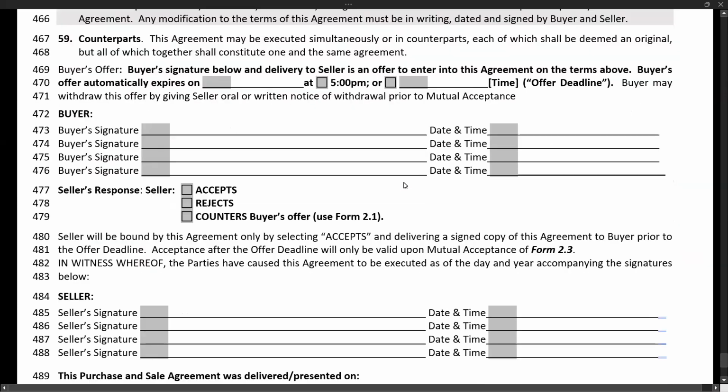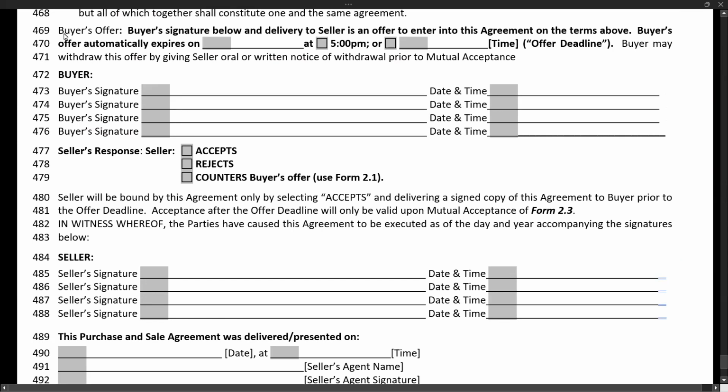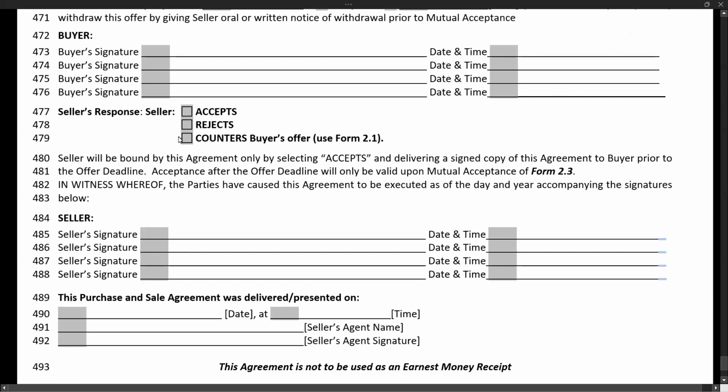At the very, very end of the contract, on the last page, you'll have the ability for the buyer to put in when the offer expires at 6 p.m., or let's say it's January 6th at 5 p.m., or January 6th at 9 p.m. You can write in the expiration, the offer deadline. The buyer would then sign and date the document. And then the seller can check accept, reject, or counter. If they're countering, we have a form for that.